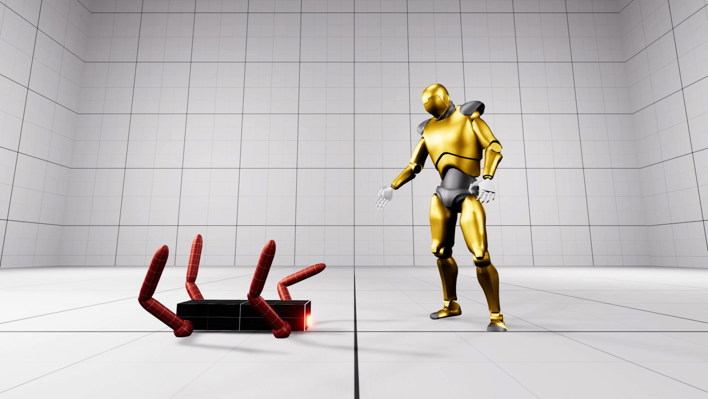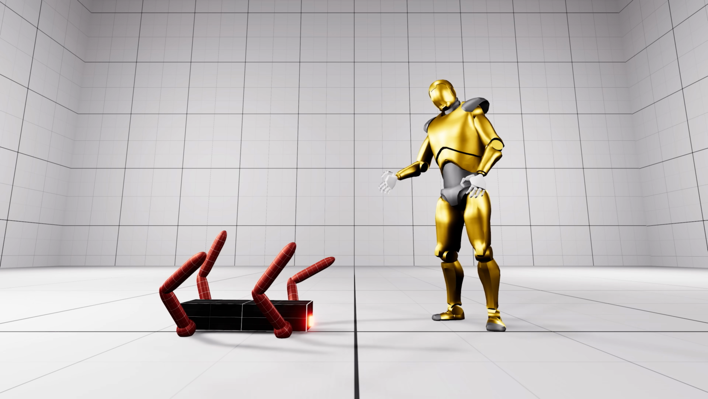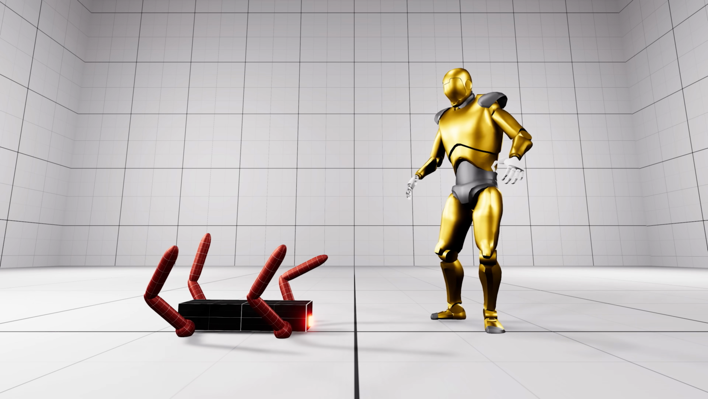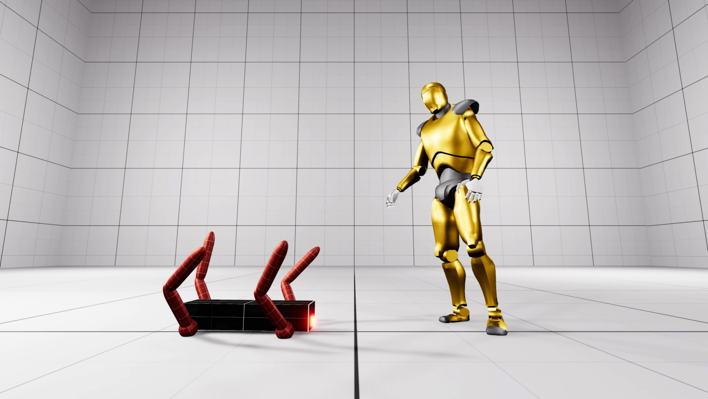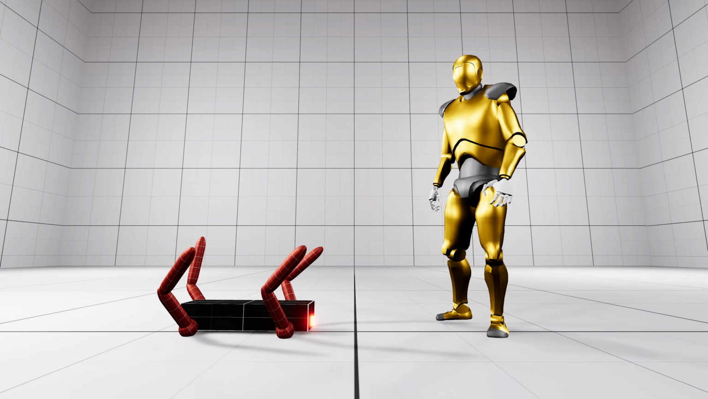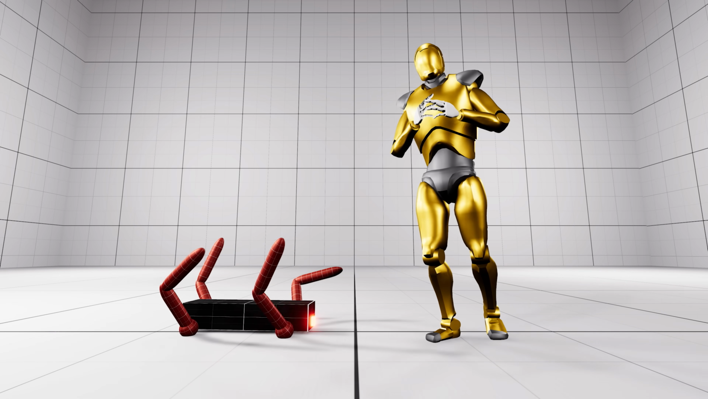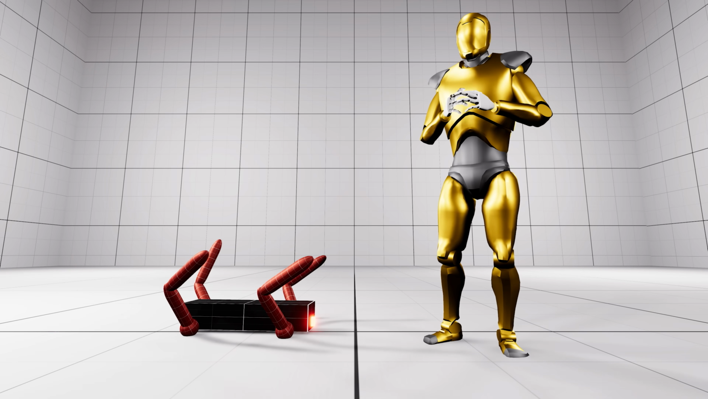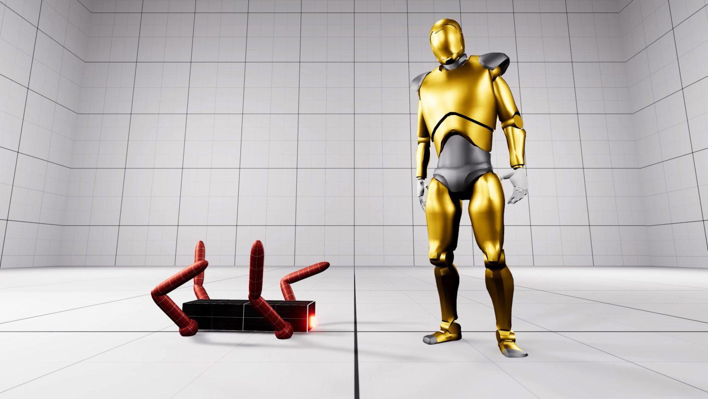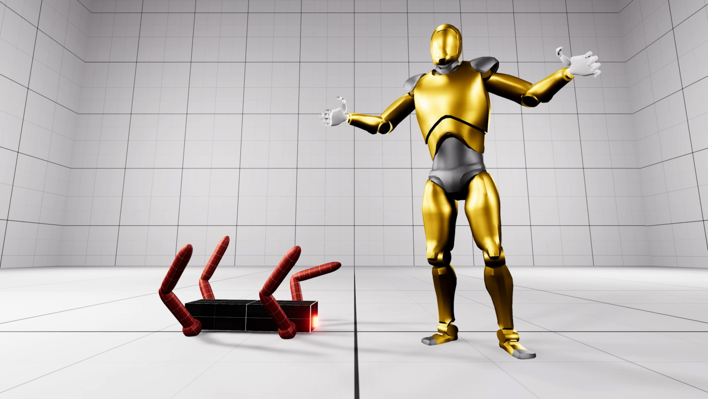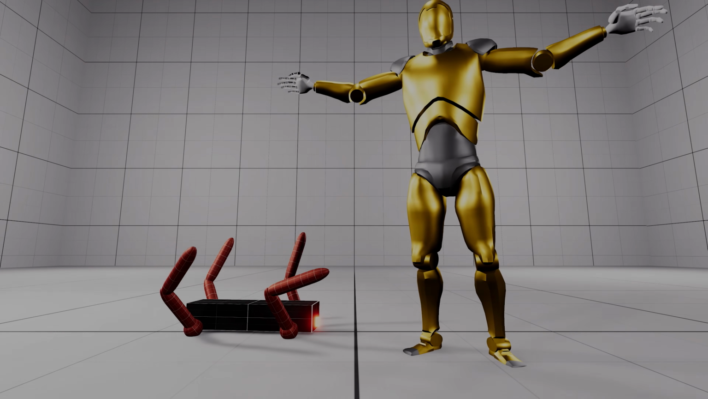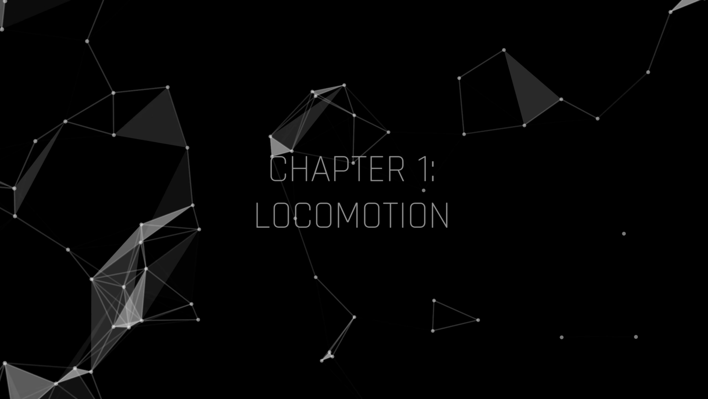You are looking at an AI agent controlled by a neural network. The plan is very simple. We will first teach this quadrupedal to walk and then torture it inside an escape chamber for 1,000 years. What does that mean? Well, there is only one way to find out. I am your host, Cosmos, and welcome to my AI training lab.